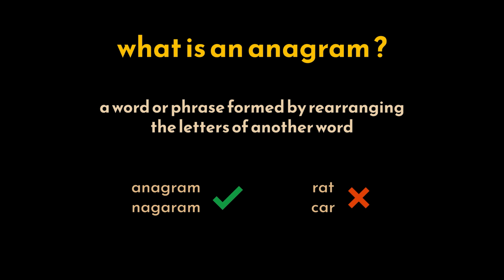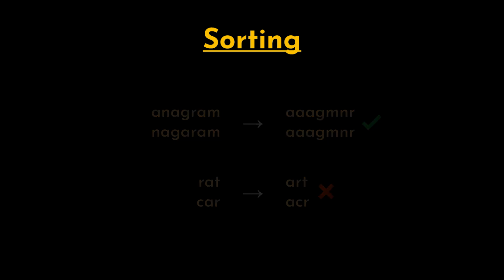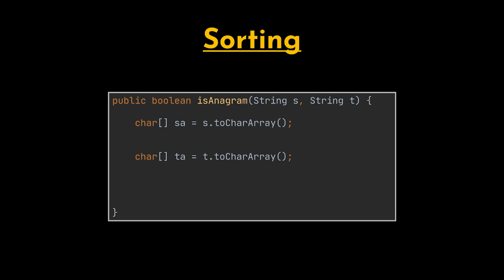Now, let's explore different approaches to solve this problem. The most intuitive one is sorting-based. The idea is straightforward. We sort the characters of the given words and check if the resulting strings are equal or not. Since anagrams contain the same characters in a different order, sorting ensures they appear in the same sequence. Programmatically, to do that, we must convert both strings into character arrays, sort each array of characters, and then compare both arrays to see if they are equal using the Arrays.equals method.